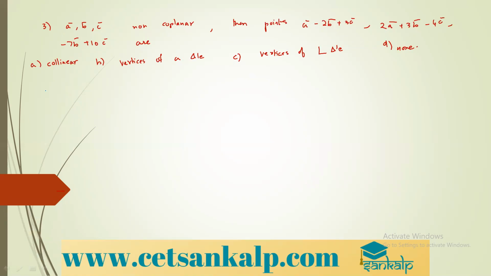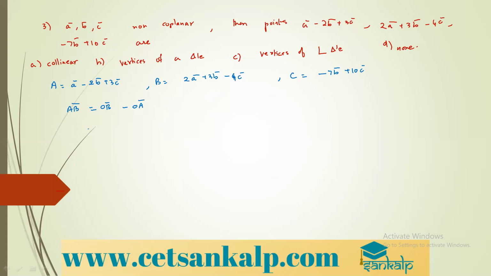So let us take the given points as A, B, C and O. That means A we will take a minus 2b plus 3c. B we will take 2a plus 3b minus 4c. And C we will take minus 7b plus 10c. Let O be the origin. So we know that AB vector can be written as OB vector minus OA vector.